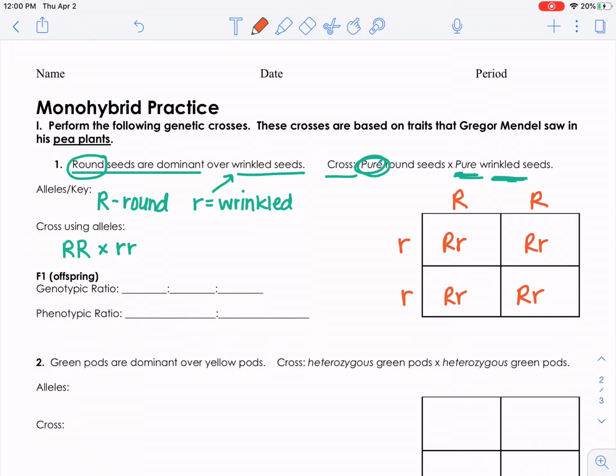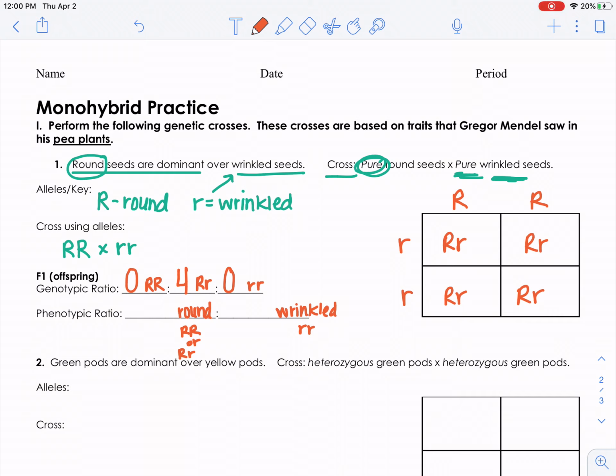Genotypic ratio. We're going to look for how many big. There are none of those. How many big littles? There's 4 of those. And how many littles? None of those. Phenotypically, we're going to look for how many round versus how many wrinkle. Round would be either big R, or big R, little r, because they both have a capital. And wrinkle can only be little.